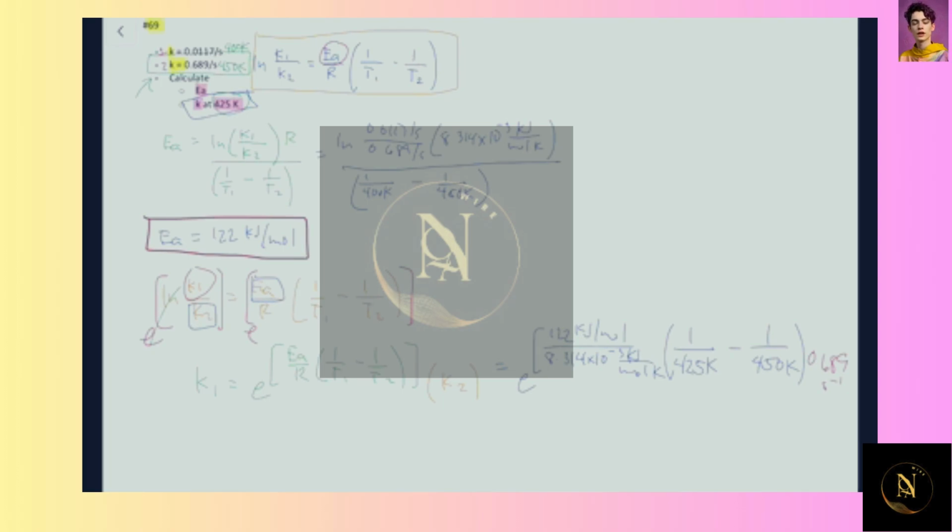Now we have so many numbers, but the good part is that all we need to do is plug this into a calculator, and that should give us our final answer for number 69. That whole fiasco of numbers ends up being 0.101 per second. That should be our rate constant at 425 Kelvin.